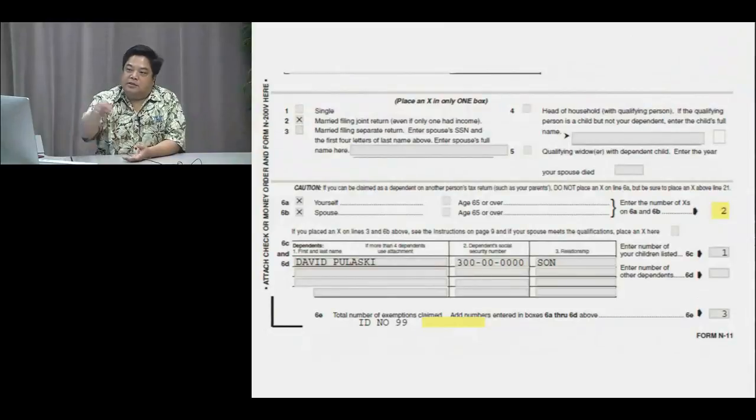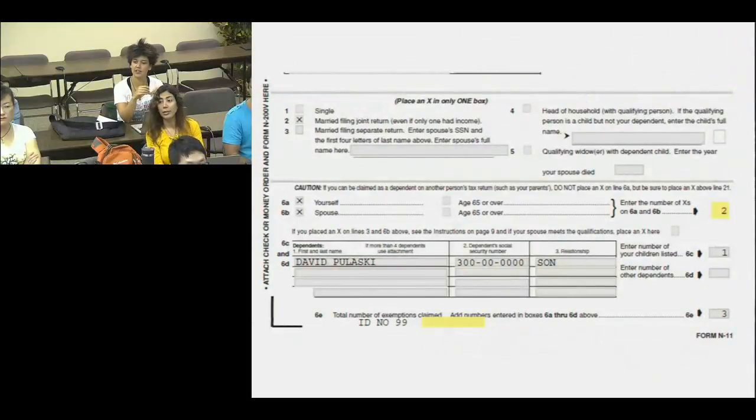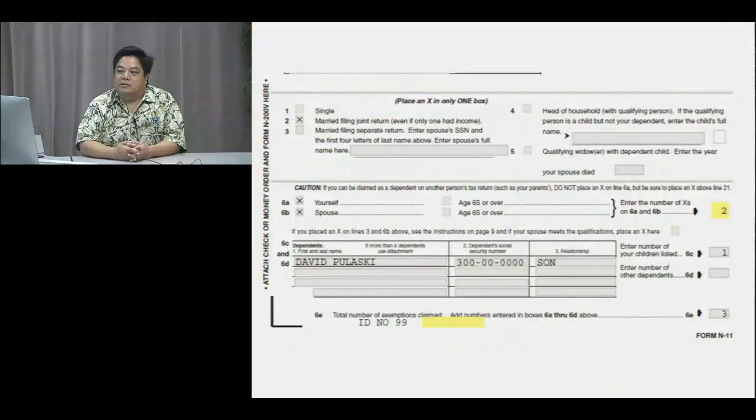So I have a Hawaii state ID, but I think I've been in Hawaii less than 200 days. What can I consider myself? Well, first question is, are you F1 visa status? Yeah. Okay. There's an instruction in the Hawaii tax form that says F1 is automatically a non-resident. You don't need to go over the 200 days. So the first question you ask yourself, am I F1? And if the answer is yes, then you're a non-resident for Hawaii tax purposes.